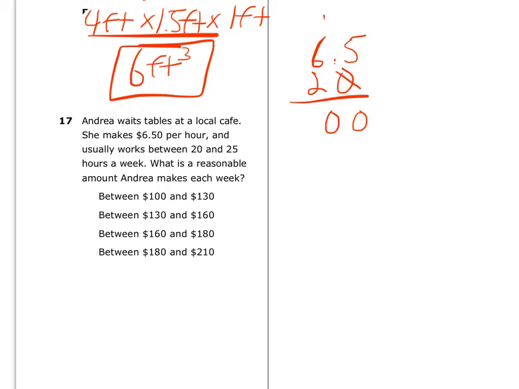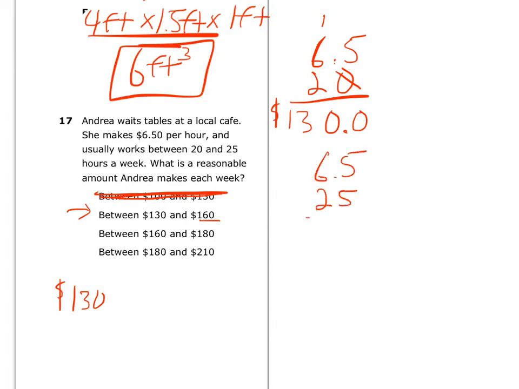All right. That is $130. $130 is the least that she's going to make. Well, that gets rid of this one right here because $100 is not enough. So, before we pick this one, we've got to make sure that this amount works out. The most that she's going to make is by working 25 hours. So, let's work that out.